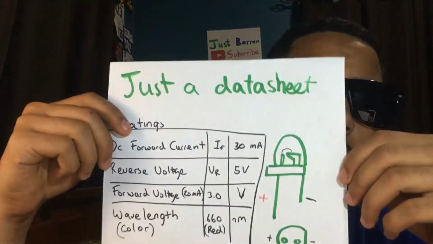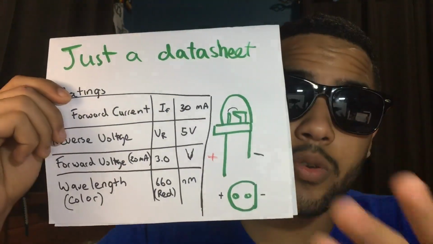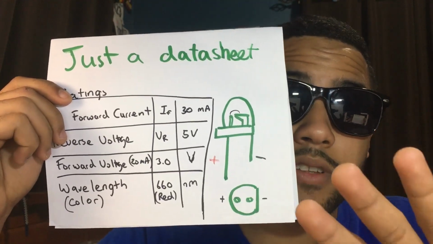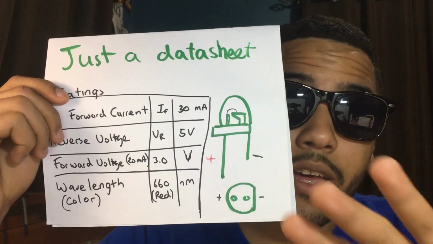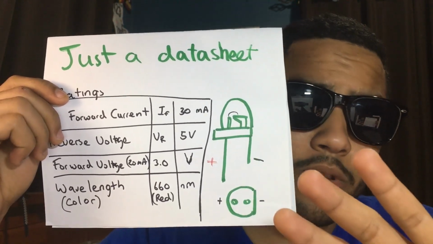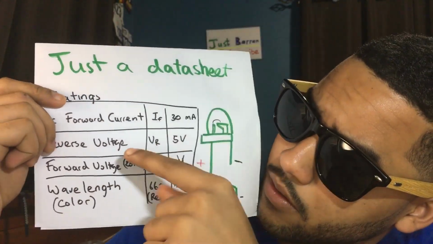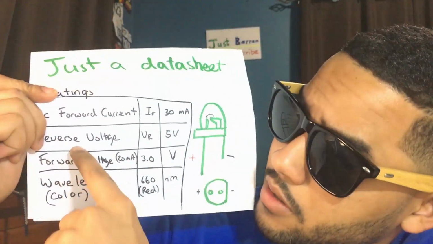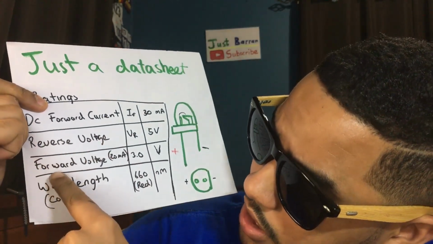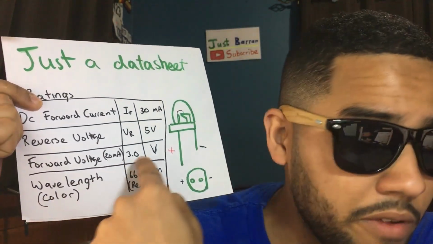The last thing when you talk about LEDs is we need to use a data sheet, right? So LEDs normally have 4 important characteristics. Everything else is not important unless you're an engineer or somebody that relies on these things for a living. The 4 important characteristics are the forward current, the reverse voltage, the forward voltage, and the wavelength.